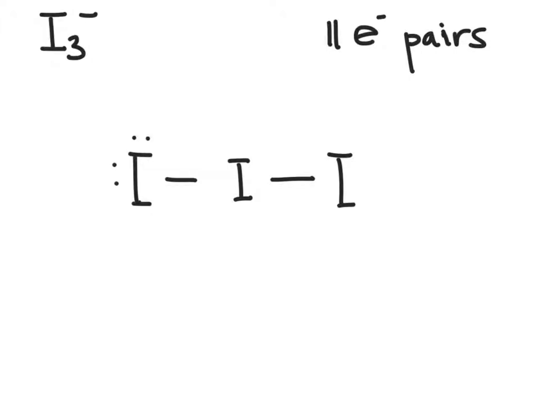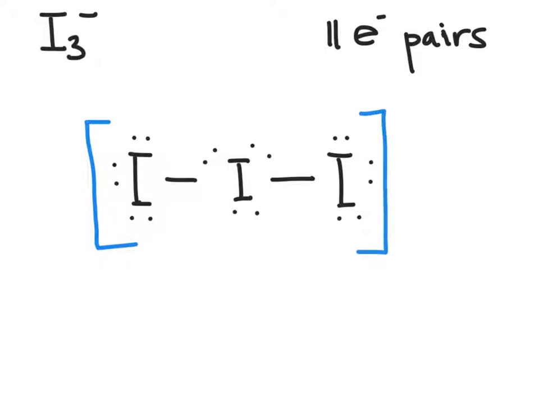3, 4, 5, 6, 7, 8. One, 2, 3, 4, 5, 6, 7, 8 pairs there. And the remaining 3 pairs will go around the central atom. So that is the Lewis dot structure for the triiodide ion. The only thing we need to add are the brackets and the negative charge.